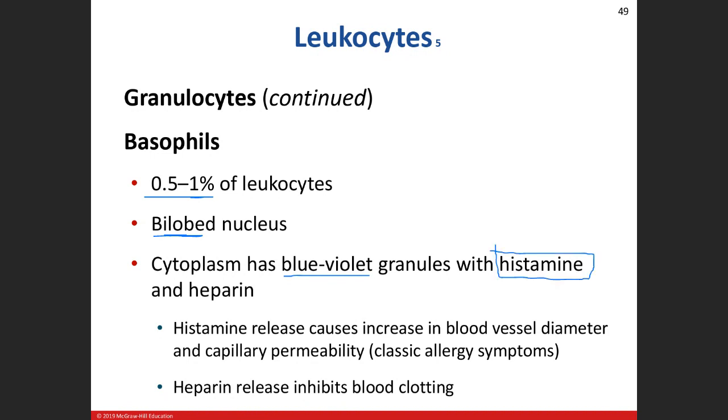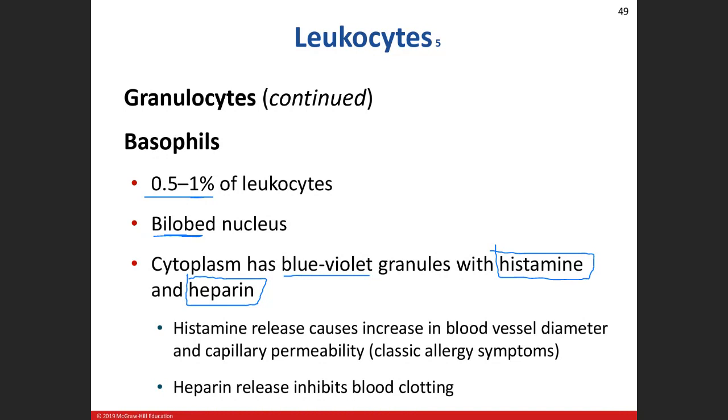All right, these granules that are inside are histamine and heparin granules. So when you were taking 210 and you were learning about tissues, especially when you got to connective tissue, you learned about the components of connective tissue, cells and the extracellular matrix.